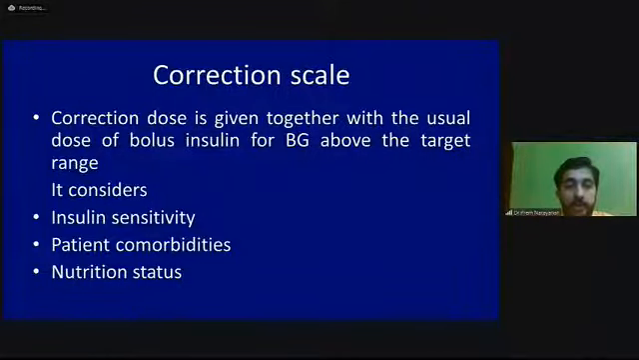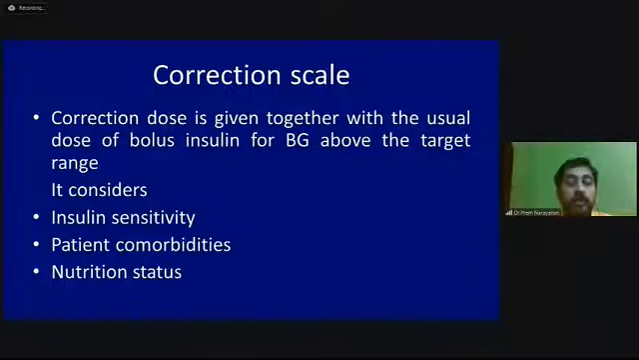Correction scale. So what is correction? The correction dose is given together with the usual dose of the bolus insulin for blood glucose above the target range. For example, the prandial dosage was 6 units. Then the correction calculator comes out as 4 units. So that 4 will be added to the prandial dosage of 6, and 10 units will be delivered. This will be coming again definitely.